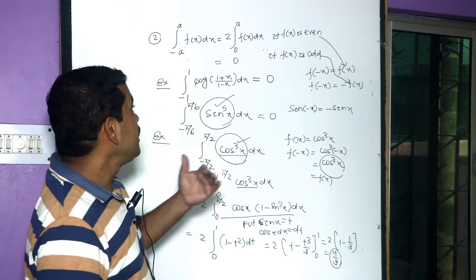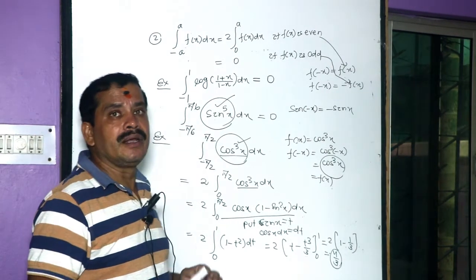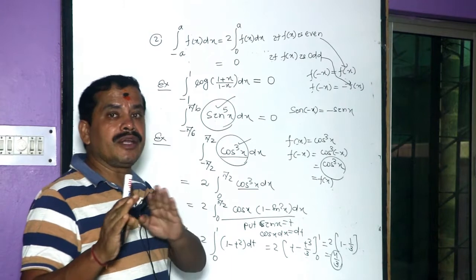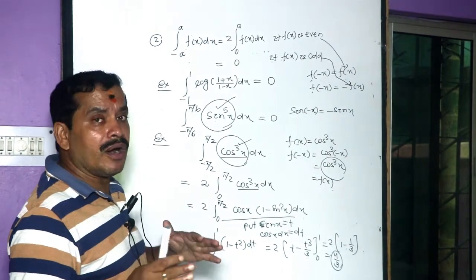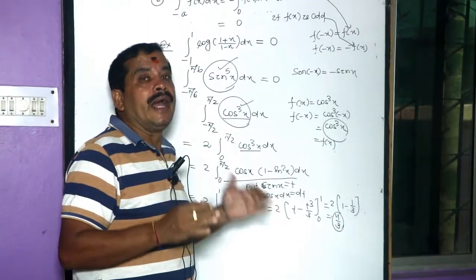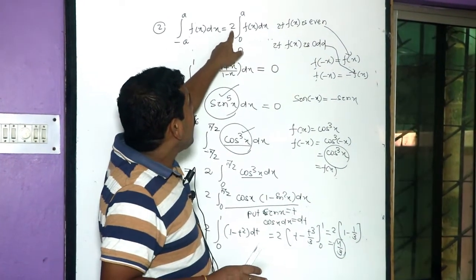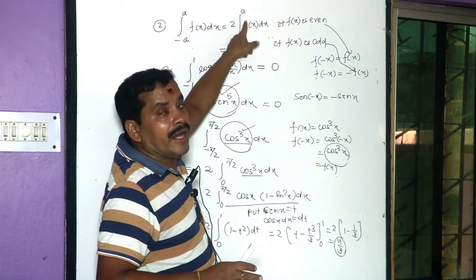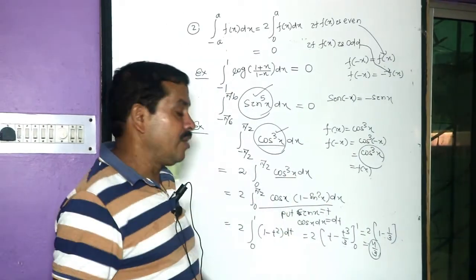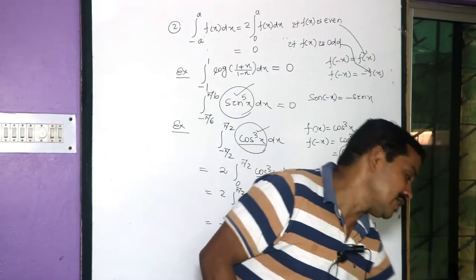So when we use these properties, first we have to check whether the function is odd or even. If the function is odd, its value will be 0. And if the function is even, then we have to use this property, that is 2 times 0 to a f(x) dx. Then we will evaluate the definite integration.